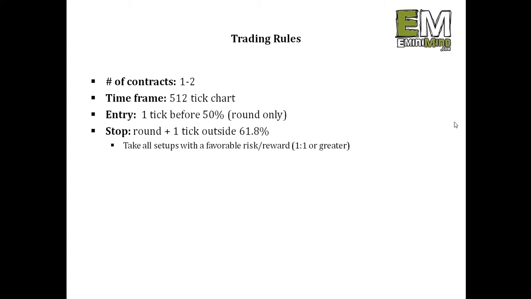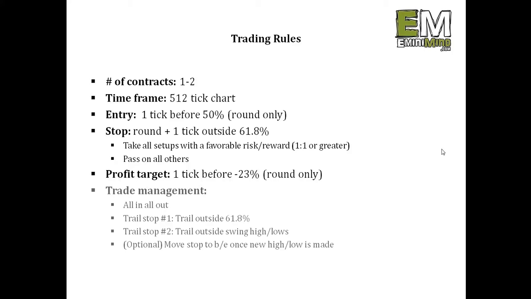And then you want to take all the setups with favorable risk to reward. Again, 1 to 1 at least, but 1.5 to 1 is a much better situation to be in. And then just simply passing on the other trades that don't meet your criteria is what you want to do to screen out some of the noise. As for profit targets, I'll use 1 tick before the -23. Again, just rounding, not rounding and adding a tick.